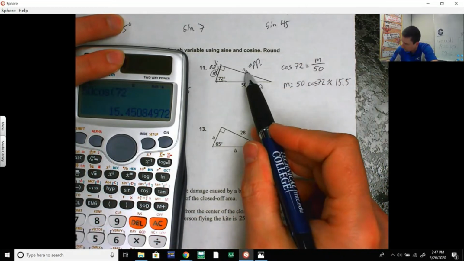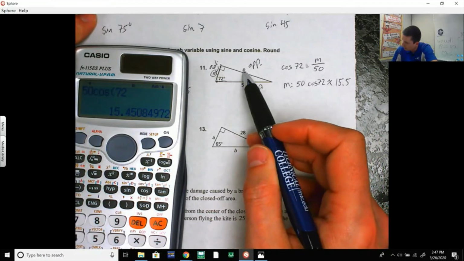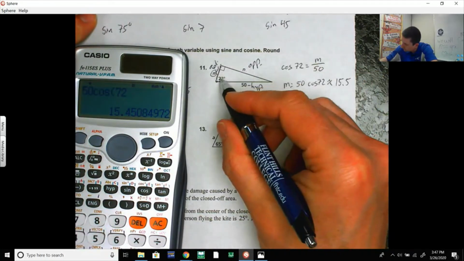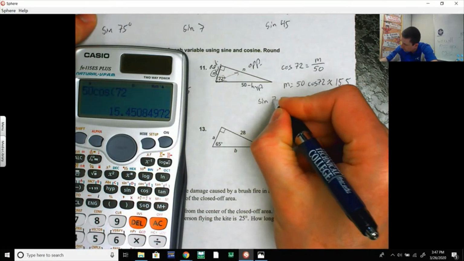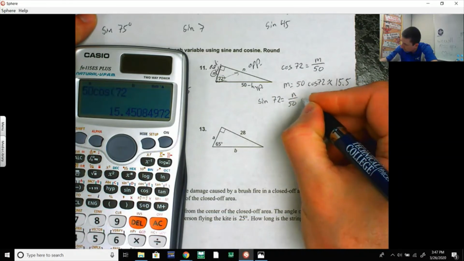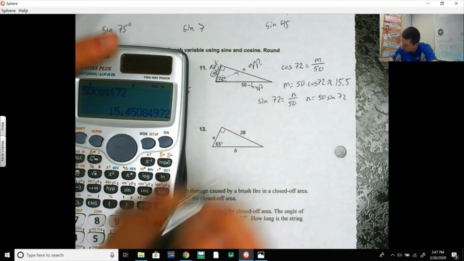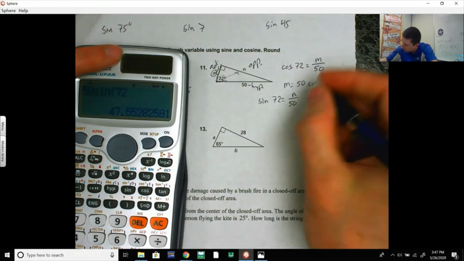Okay. Try the n. Pause it. Go try it. N is opposite over hypotenuse. There's a 72. That's opposite. So the sine of 72 equals n over 50. So n equals 50 times the sine of 72, and 47.6.